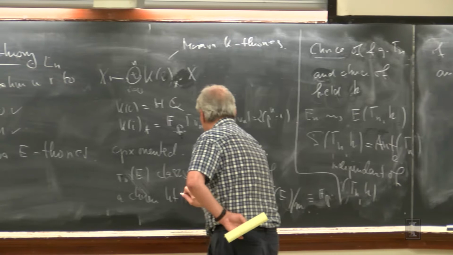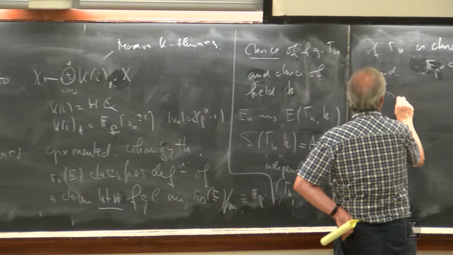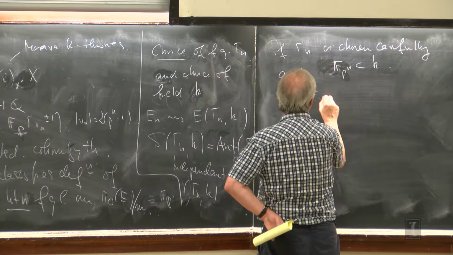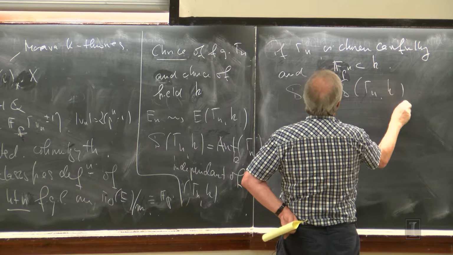And so the common value of these groups will typically be denoted by Sn, independent of the choice. I mean, with respect to some K.